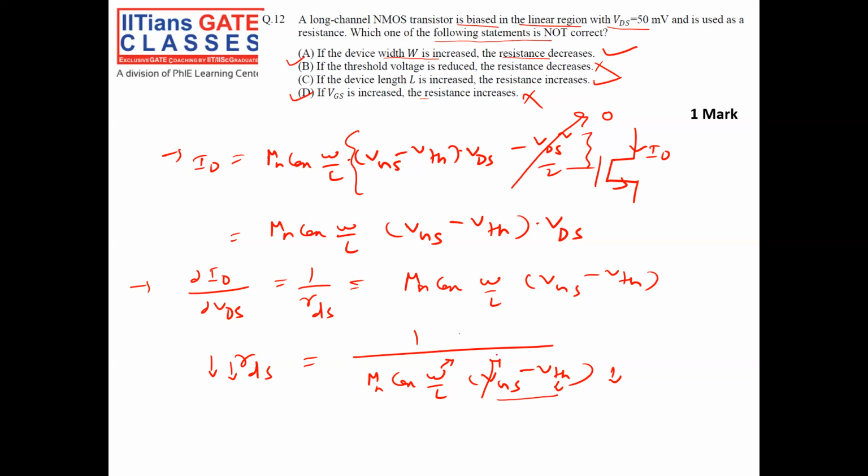Because if I increase VGS, my RDS will decrease, but it is given as increase. It's not right. Similarly, if my threshold voltage is reduced, then VGS minus VT will be increasing, so RDS will be decreasing, right? So option B and D are not right, not correct. Okay. Let's go to the next question.